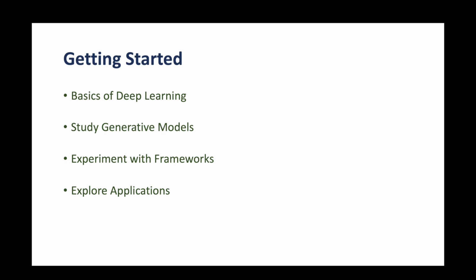Next, you probably want to study generative models. To get started with generative AI, it's important to study the different types of generative models, including generative adversarial networks (GANs), variational autoencoders (VAEs), and sequence generation models like recurrent neural networks (RNNs) and transformers.